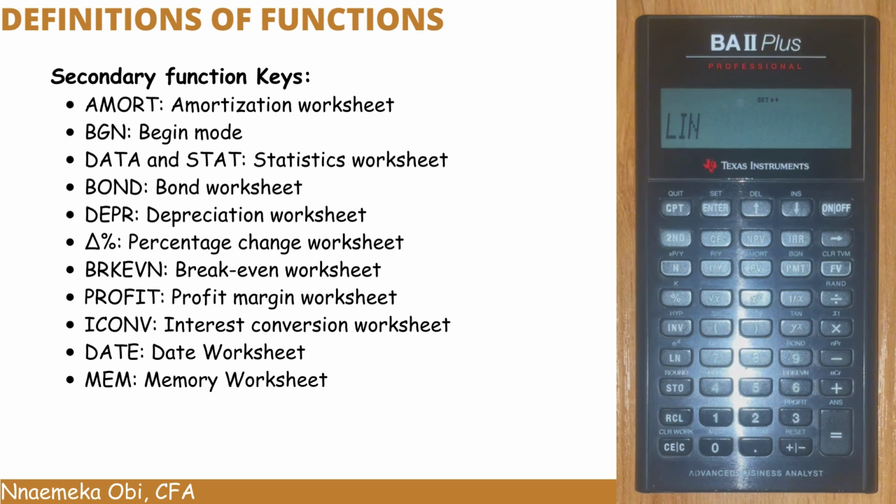We also have the bond worksheet. Okay, so to enter the bond worksheet, we press second function, we press 9. Okay, so we use this worksheet when we are trying to determine things like the accrued interest, the flat price of a bond, and the modified duration.